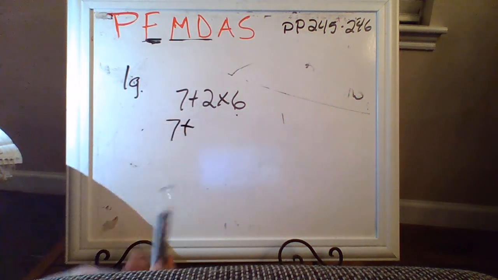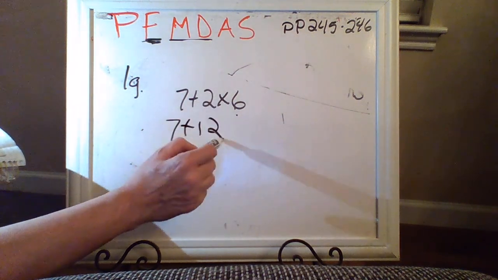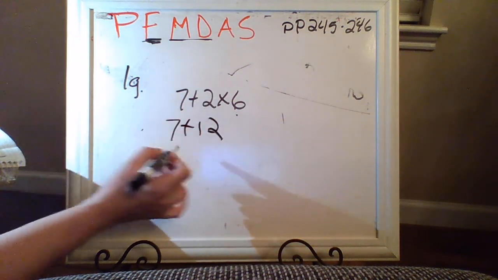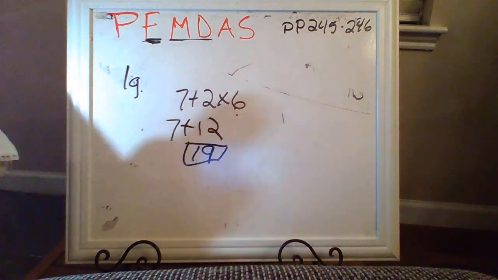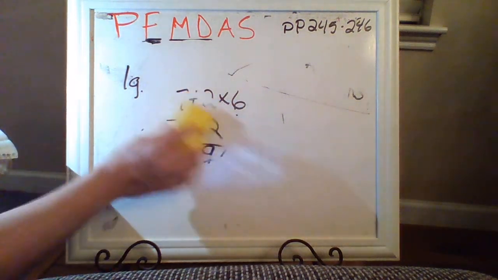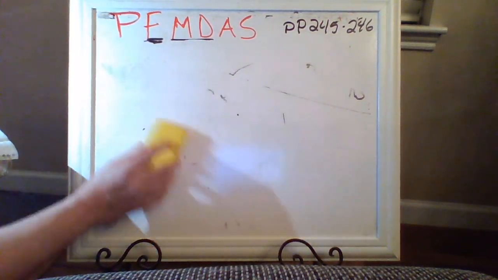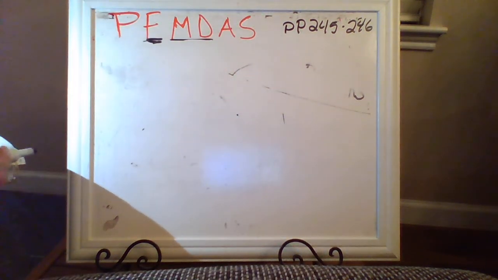So just bring the 7 plus down. And 6 times 2 is 12. So now I'm left with 7 plus 12, which is 19. Way different than if you would have done it the other way. Okay, so that section is all done. Hopefully, when we get those into the review, you'll remember the PEMDAS.